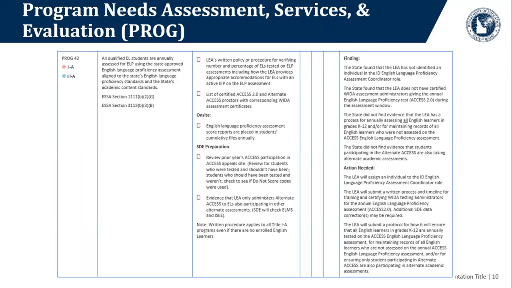All right, program 42 is going to be on all qualified EL students being assessed on the English learner proficiency test, and that the test aligns to the state's proficiency standards. So what we're going to be looking for in this particular indicator is that the LEA has a written policy or procedure verifying the number and percentage of ELs tested, and how the LEA provides appropriate accommodations for EL students with an active IEP. Should be something like your English learner handbook, and you may be looking at updating that handbook if you don't have this information in there.